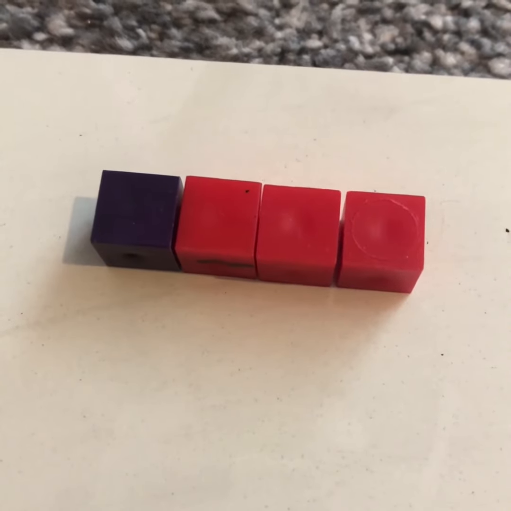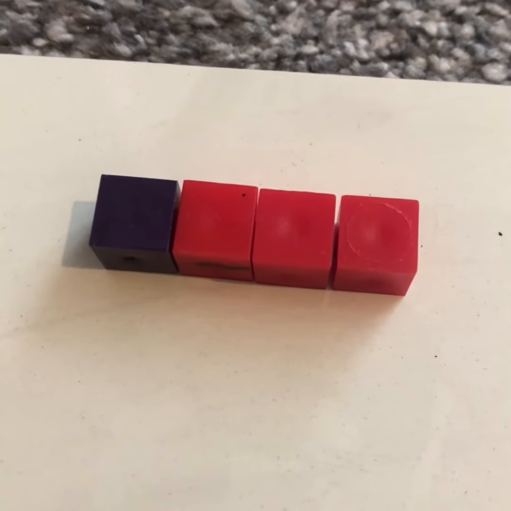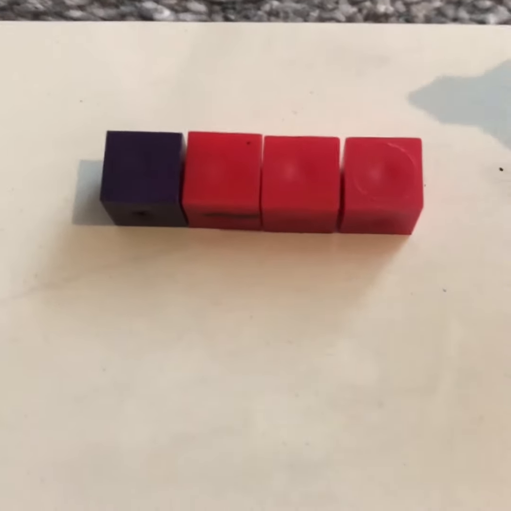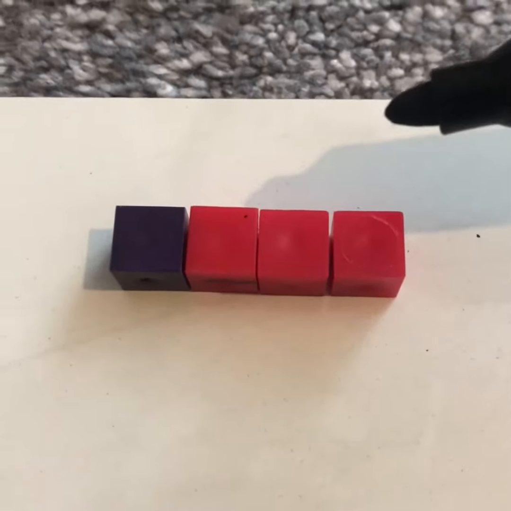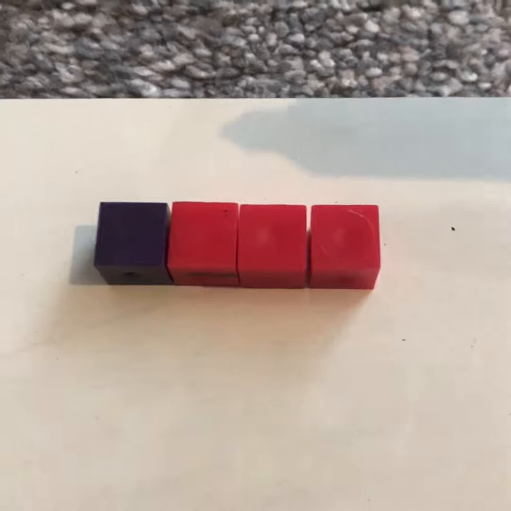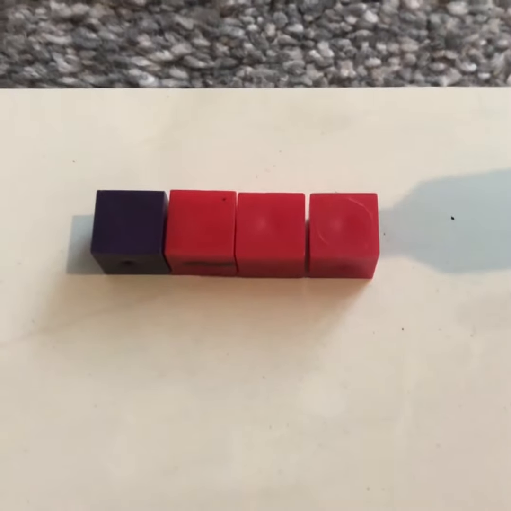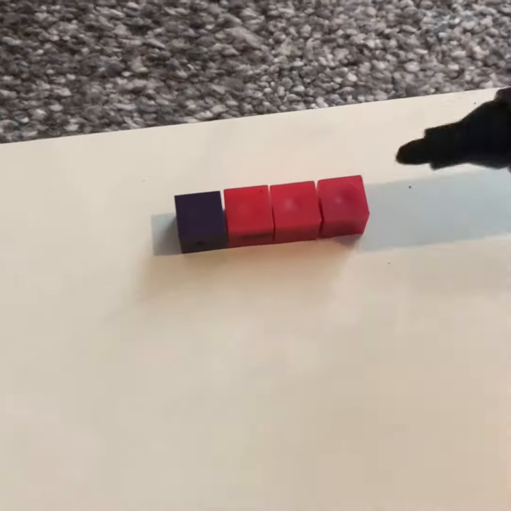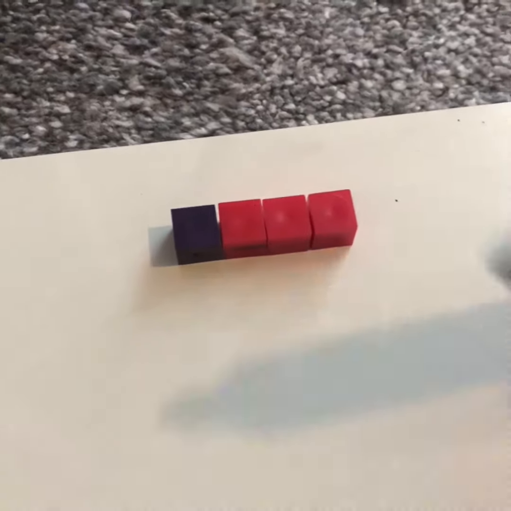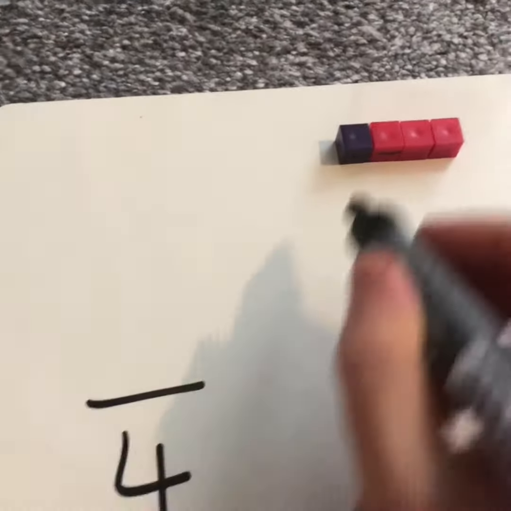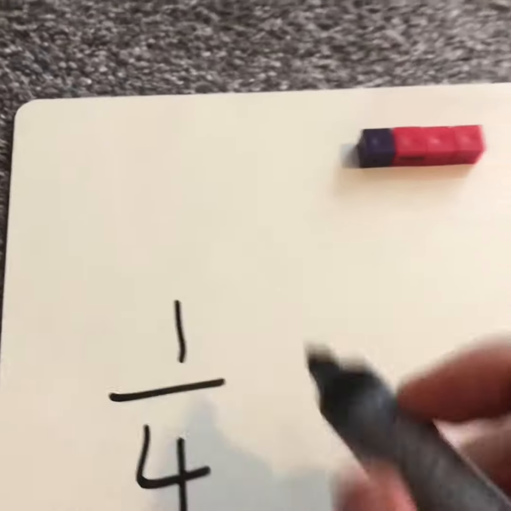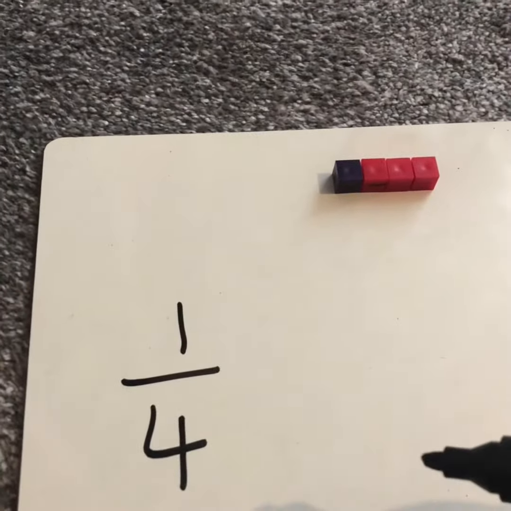Look at these 4 cubes here. What do they represent to you? For me, I think about fractions, percentages, and decimals when I see cubes like this. If I was to ask what fraction of these cubes are purple, I would say there's 1, 2, 3, 4 cubes altogether, and 1 is purple. So a quarter of them are purple.